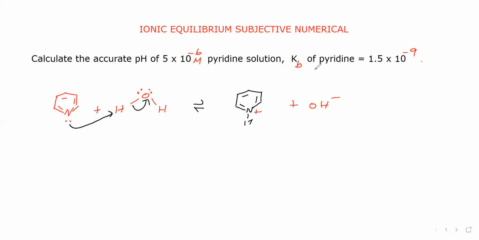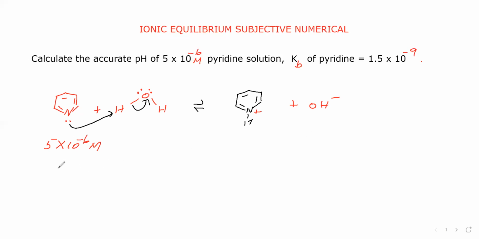Kb is given. Now we have to find the pH of the solution. To find pH, we need H plus concentration. H plus concentration we can get from the OH minus concentration. So we want this OH minus concentration, for which the pyridine concentration is given, that is 5 × 10^-6 molar. To find the concentration of OH minus, we have to see the Kb. Kb is 1.5 × 10^-9. This indicates pyridine is a weak base, so it will not react completely. It will react partially, and based on how much it reacts, the OH minus concentration will be there. So we have to find that.